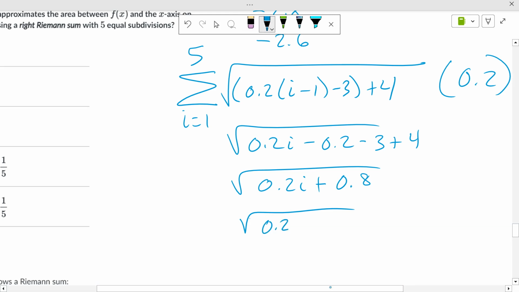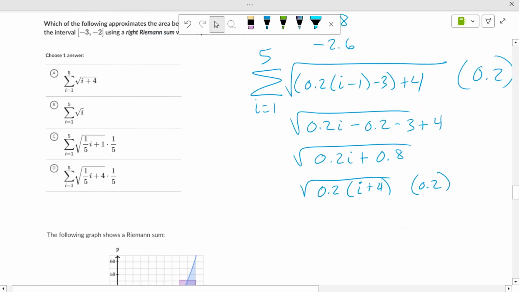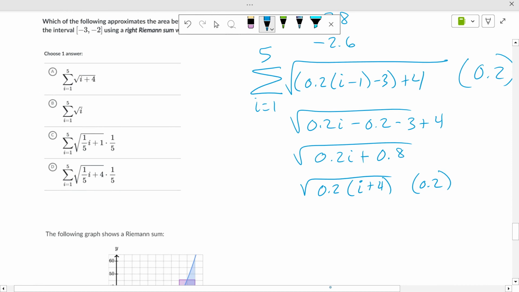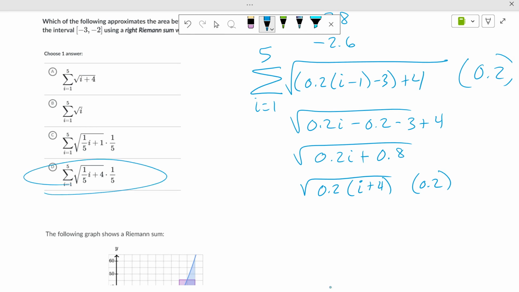0.2 times I plus 4. If we do it that way, times 0.2. Now, do I have a 1/5 times I plus 4? I think it's this one, but I don't know where I screwed it up. Because I must have screwed it up some.